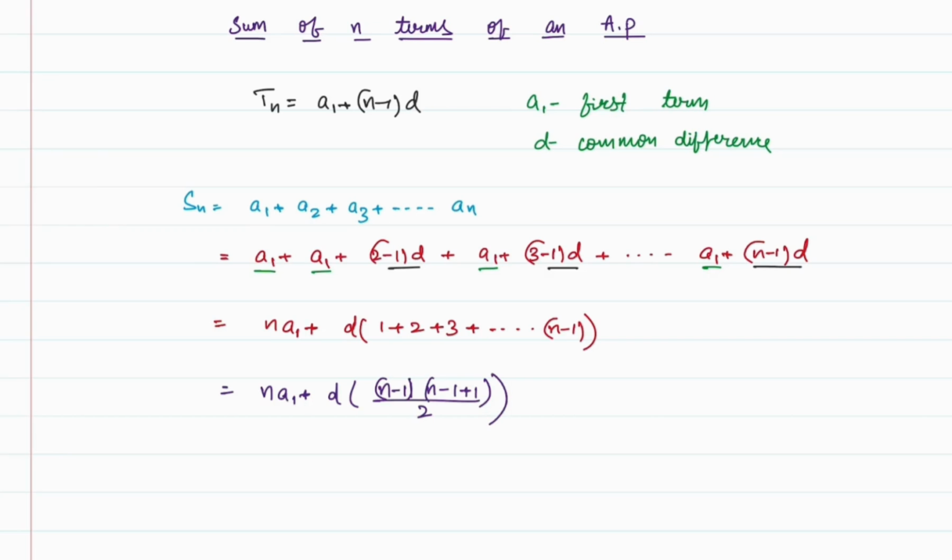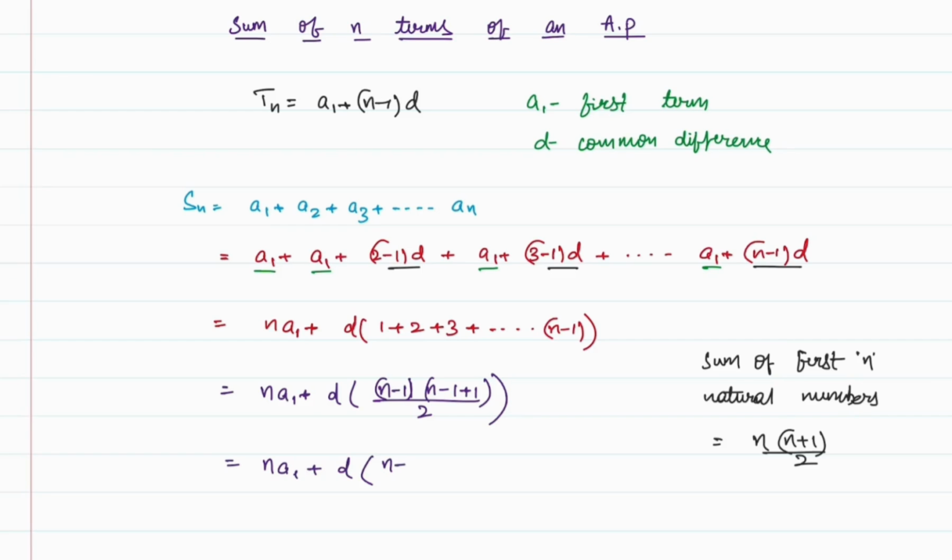by 2. Here I am using the formula sum of first n natural numbers equal to n into n plus 1 by 2. But here you can see that instead of n we have n minus 1. So here instead of n I substituted n minus 1 in the formula. So now when we try to solve this, we'll have n into a1 plus d into, so this will be n minus 1 into, so we'll have minus 1 plus 1 cancelled and it will become simply n by 2.